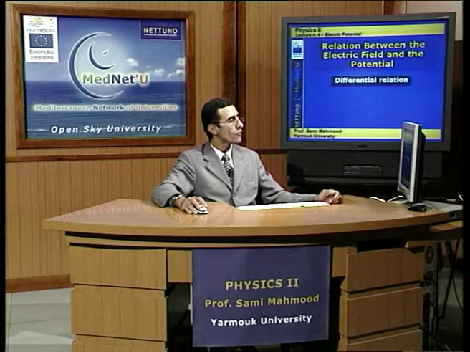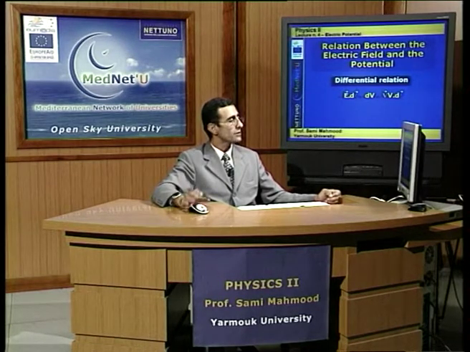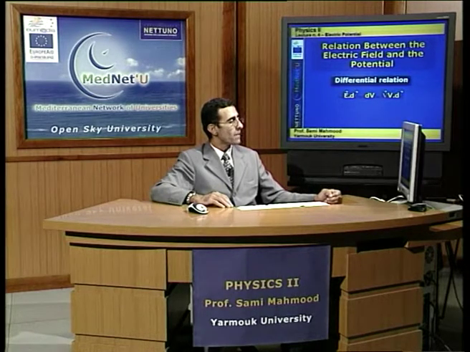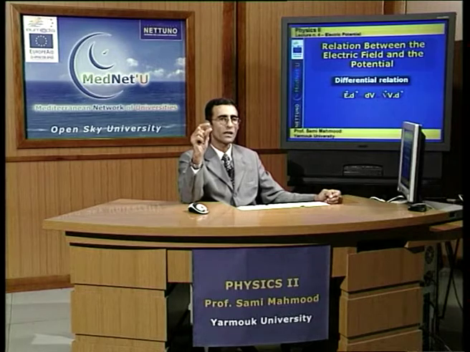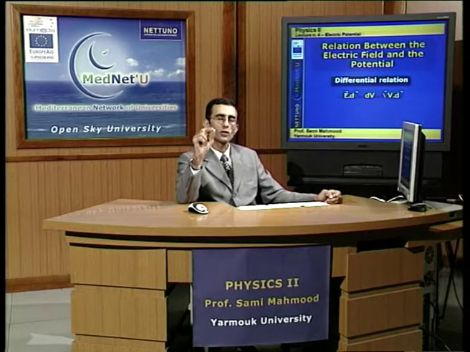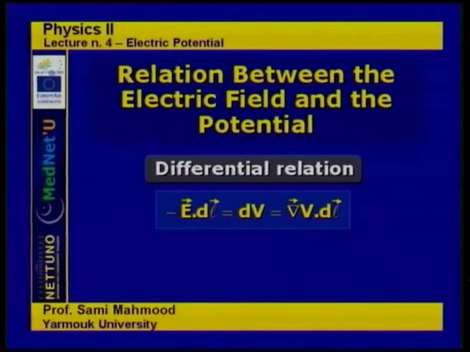Now the differential form: if we recall that the quantity minus E dot dl is simply the difference dV as we move the point charge a distance dl, and that dV can be defined in a different form.